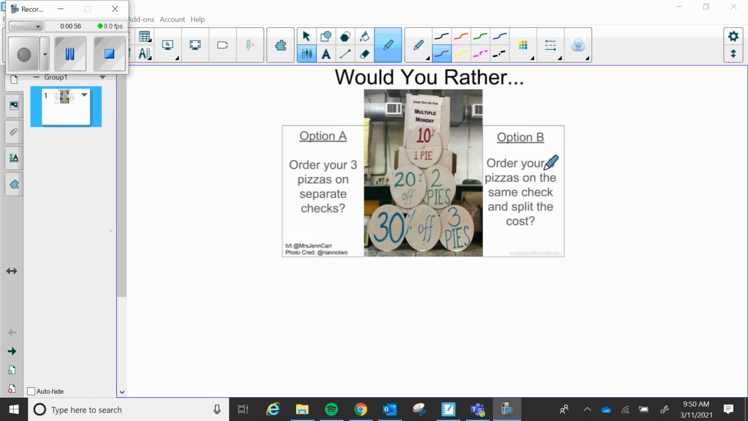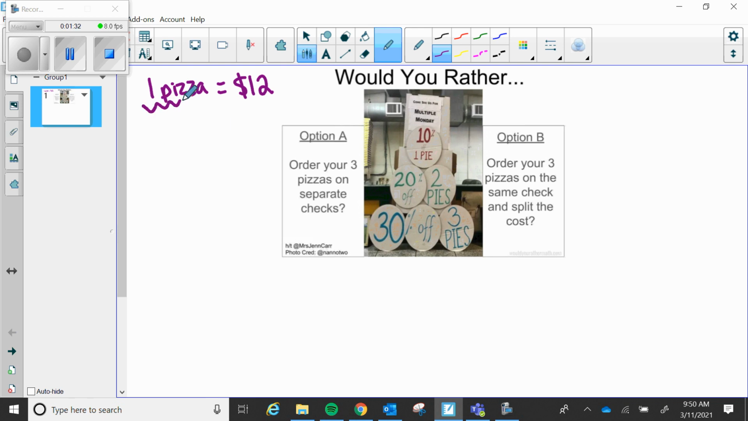Because if we buy 3 pizzas on the same check, then we get 30% off and then we can split that price. So we kind of have to figure out what would be the better deal, which makes me think of unit rate, which is something that we've been doing recently. So would you rather? It does not give us a price for 1 pizza. So I'm just going to say that 1 pizza equals $12.